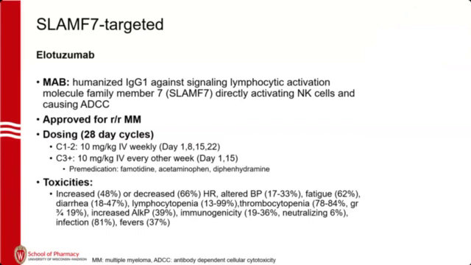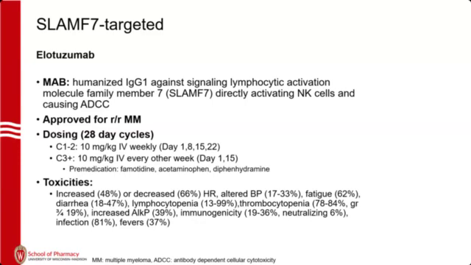Elotuzumab, another monoclonal antibody that was a relatively recent approval for multiple myeloma, came out roughly the same time as isatuximab. This is an IgG1 monoclonal antibody that targets a different target. Here we're talking about SLAMF7. This leads to activation of the NK cells and antibody-dependent cellular cytotoxicity. So again, a different mechanism, approved in the single agent relapse refractory setting.